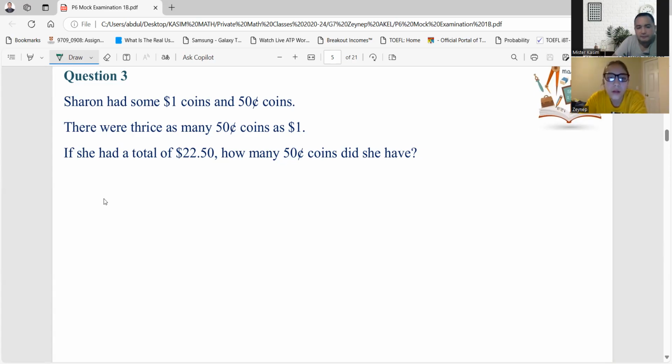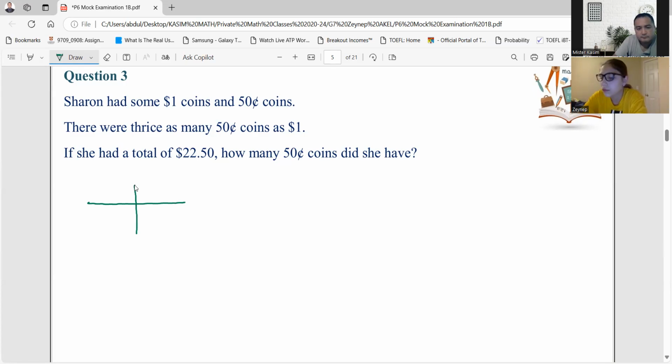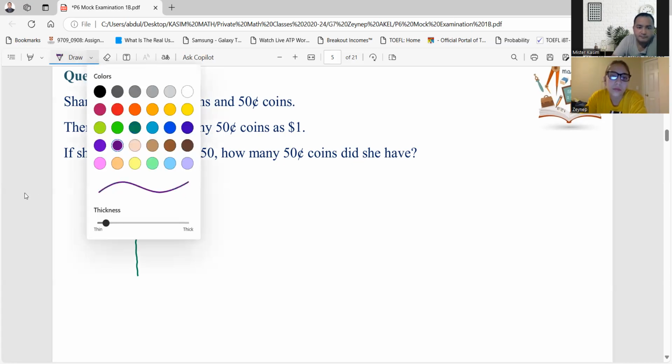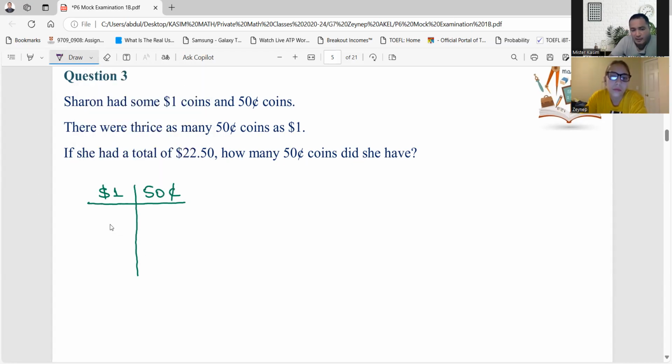First, can you make a table? Suppose that this represents $1 notes. So this one is 50-cent coins. So there were thrice as many 50-cent coins as $1. What does it mean? If we have n $1 notes, right? Then Sharon has or had 3n 50-cent coins, right? Now in total, if she had a total of $22.50, how many 50-cent coins did she have?